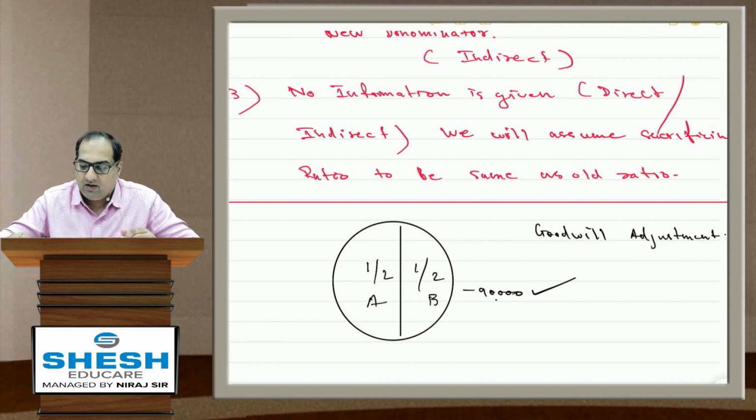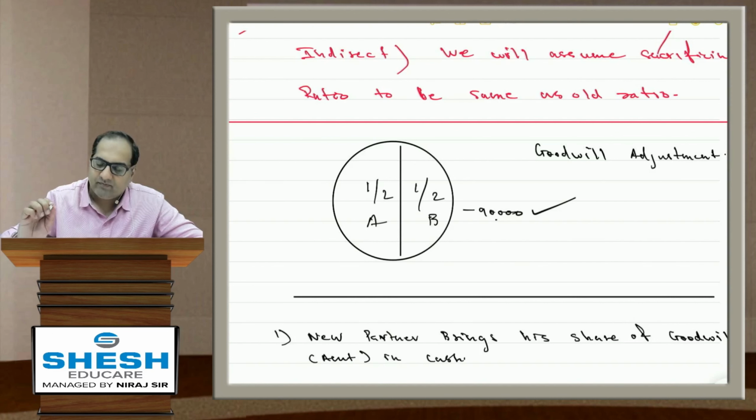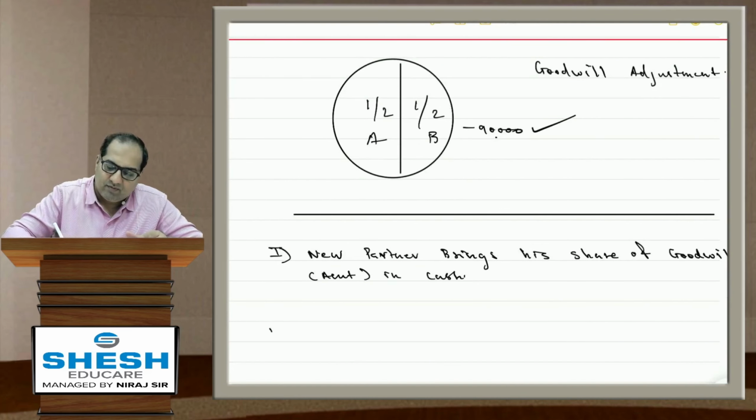So first possibility is new partner brings his share of goodwill amount in cash. This is first. I call this as Roman 1. Roman 2.